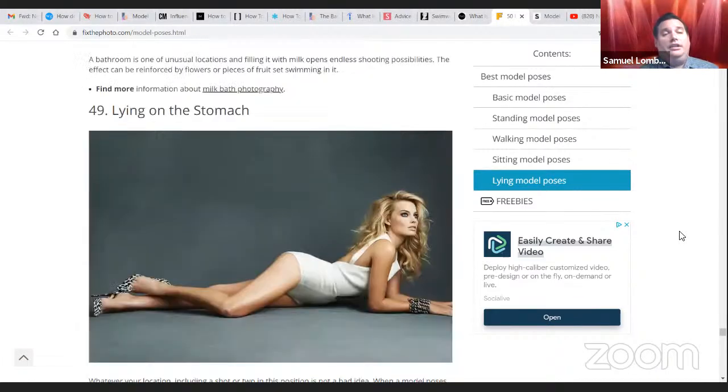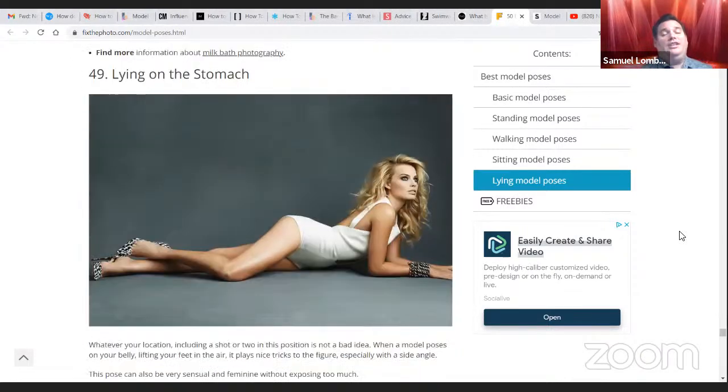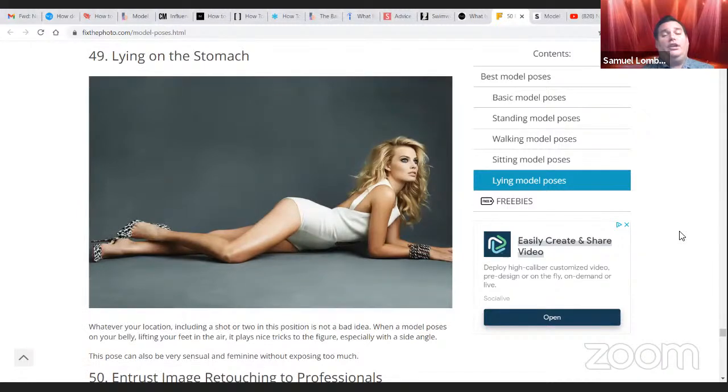Number 49, lying on the stomach pose. So this is the opposite, but your head is straight up, your arms are straight up from the elbow up. Okay, and then you have your left leg that is curved over to your right leg, and the knee there is pointed, excuse me, pointed to the side, and your hip is pointed upward.